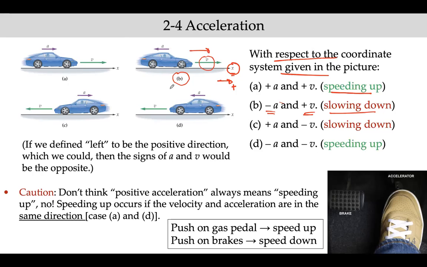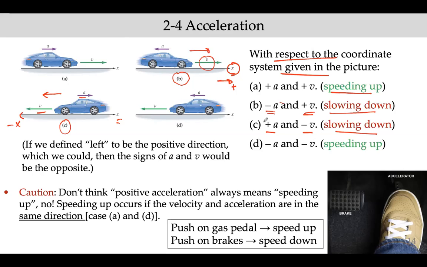Now, what about case C? This person is going in the negative direction with respect to this coordinate system. If this is x, then this direction is negative x. So the person is going in the negative direction, but the acceleration is in the positive direction. That means, again, just like B, slowing down, because the velocity and the acceleration are in opposite directions. So acceleration is positive, velocity is negative, so it's slowing down.